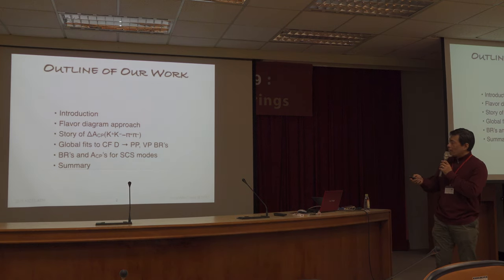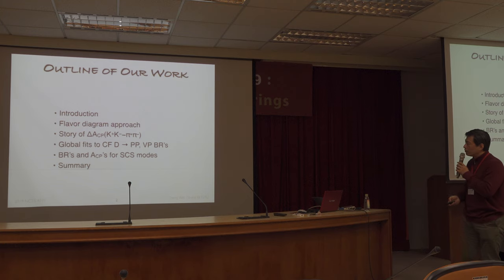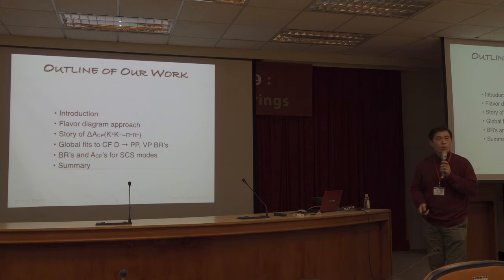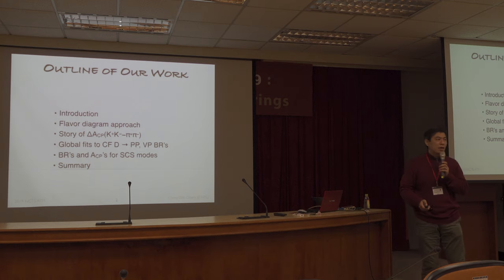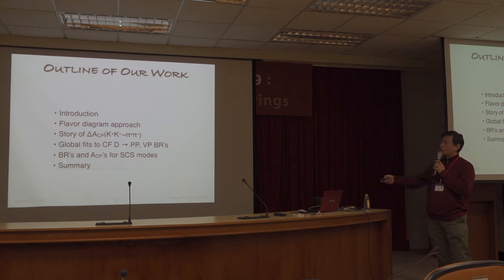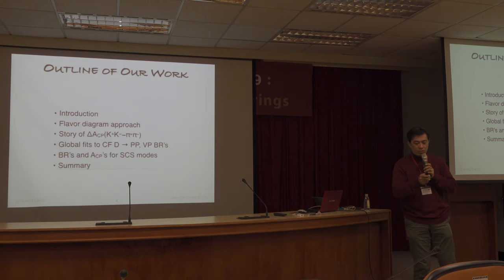Okay, so here's an outline. I will give you some introduction and then tell you the approach that we take for the analysis. And as I said, I will tell you the story about this CP asymmetry difference between KK and PiPi modes. And then I will show you our global fits to all the Cabibbo-favored D meson decays to two pseudoscalars, or one pseudoscalar and one vector, branching ratios. From there, we can make predictions and also add in some theoretical assumptions. We can make predictions for all the branching ratios and the CP asymmetries for the singly Cabibbo suppressed decay modes.